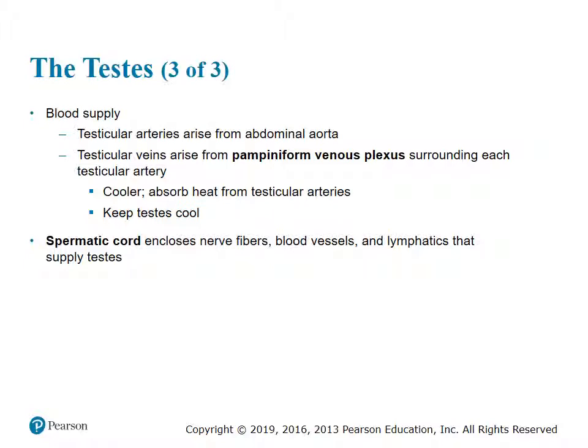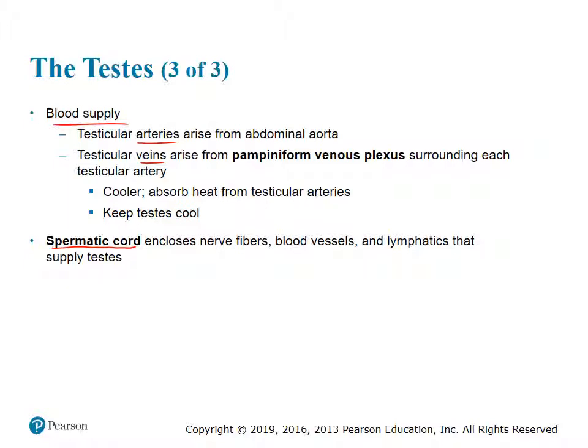Okay. So as I mentioned, there's a good amount of blood supply. We call these the testicular arteries and testicular veins. And that's really all you need to know from here. Also the spermatic cord, if you will, as well.